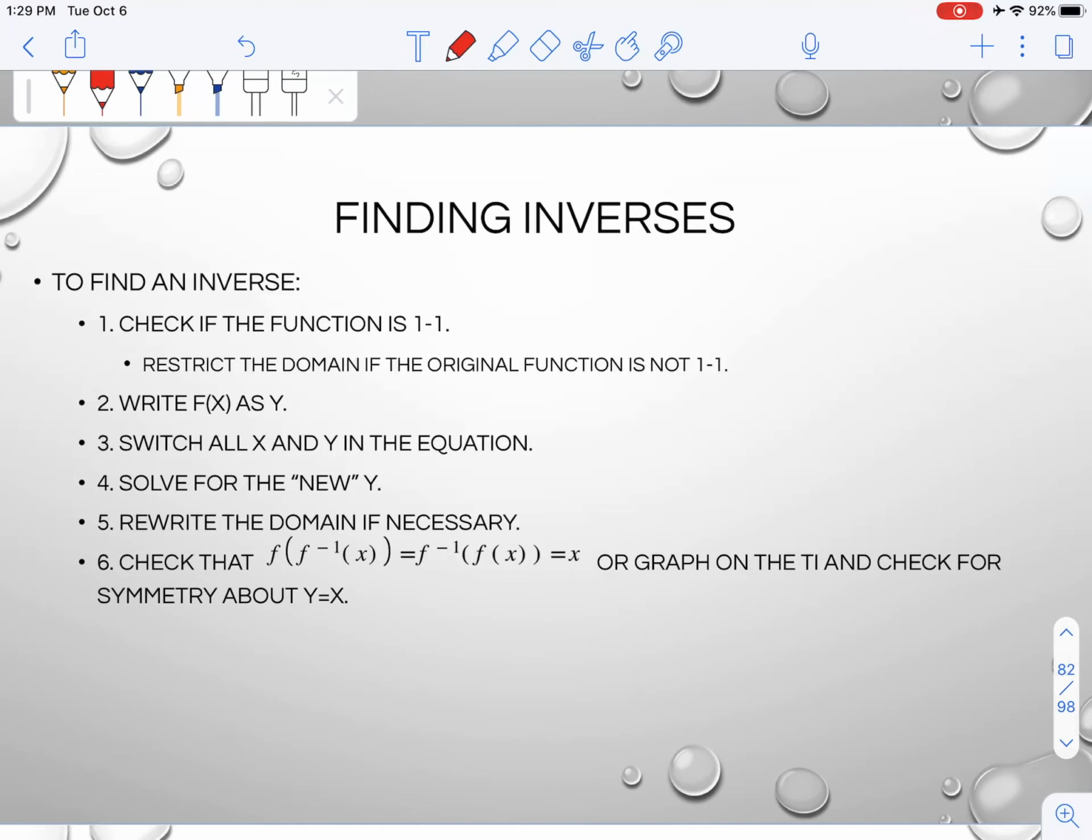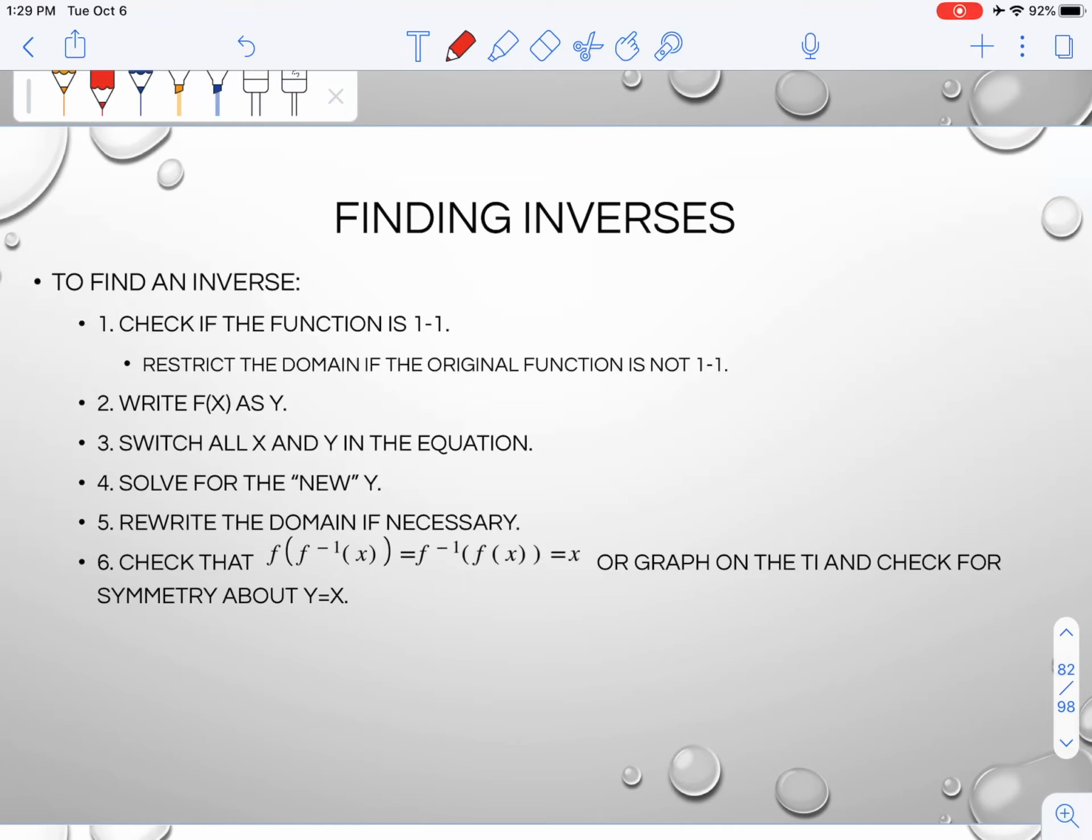And then what we're going to do is switch all the x and y's in the entire equation. So everywhere we had an x, it's now going to be a y. So you may have multiple y's in an equation, and that spot where there wasn't a y is now going to be your single x. And what I want you to do then is solve for the new y. Once you've solved for the new y, you now have your inverse function.